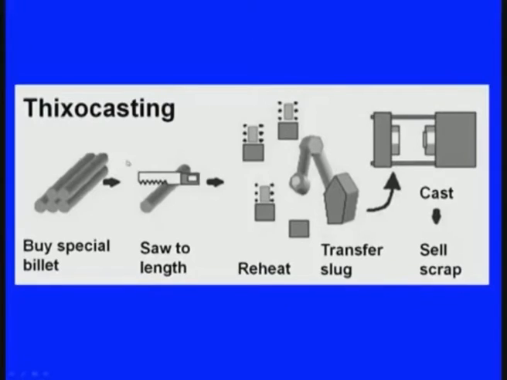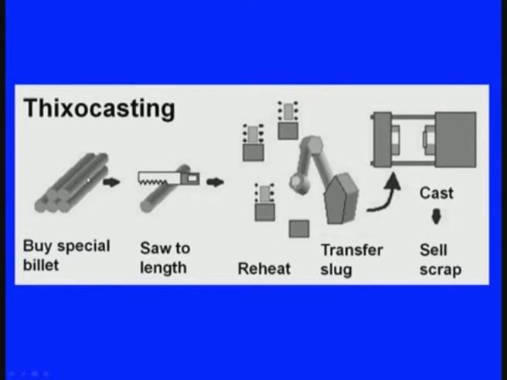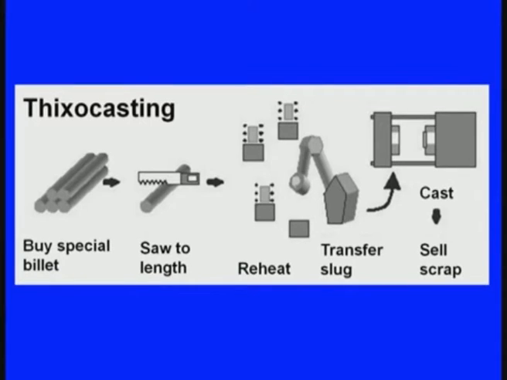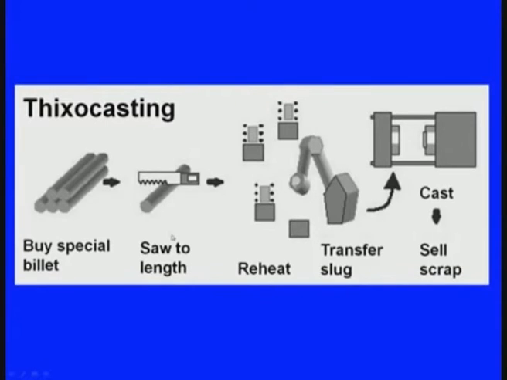Now, this is what we can see diagrammatically. These are the special precast billets. These are available in the market, manufactured under certain special conditions. They have the non-dendritic microstructure. Now, we will cut these to the required length and also to the required quantity. Next, we will put these cut pieces into a furnace. That means we are reheating them. We will reheat them above the solidus temperature, but below the liquidus temperature.